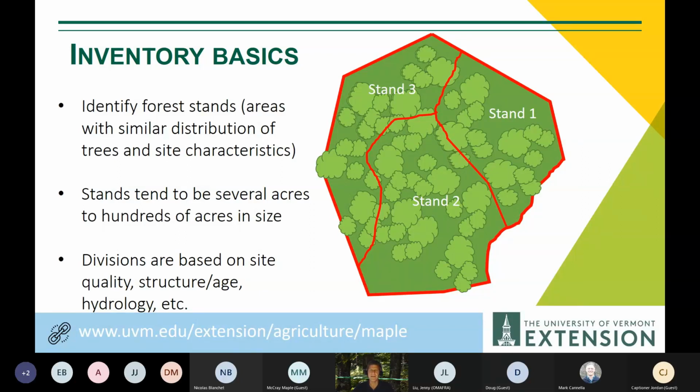So that 2,300 acre property I showed you earlier, I think that had 4 stands. So that gives you a sense that you don't have to have 1 million stands just because it's a really large property. They can be fairly large, and they're generally based on site quality, hydrology in some ways, and structure. It can be done on structure of the trees.